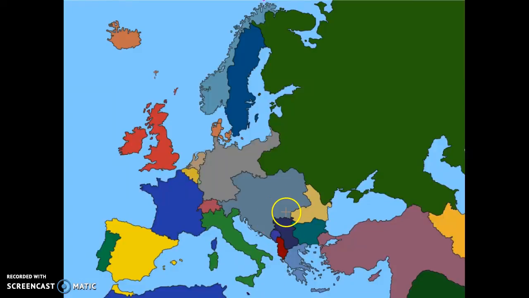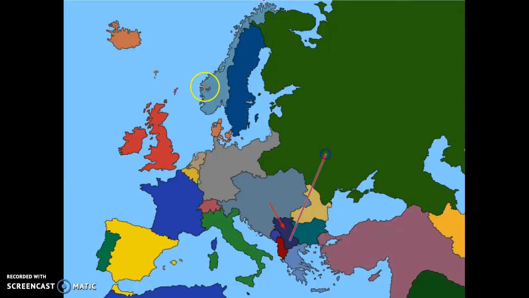Hello. Today I'm going to show you how a large group of entangling alliances in the early 20th century allowed Europe to enter into the First World War. So, in 1914, a Serbian assassin killed the heir to the Austro-Hungarian Empire. Because of this, Austria-Hungary then declared war on Serbia.